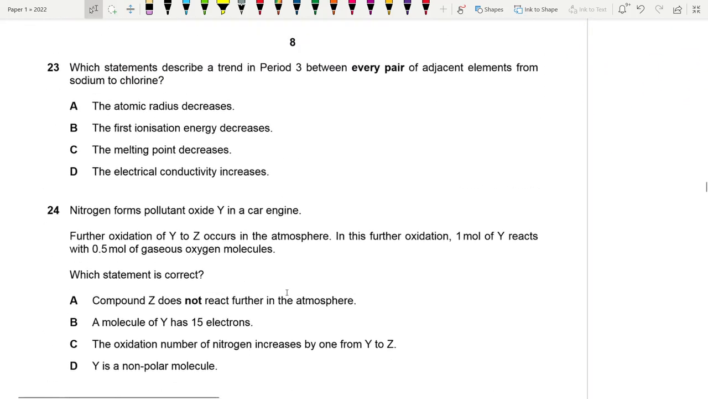Which statements describe a trend in period 3 between every pair of adjacent elements from sodium to chlorine? For every pair of adjacent elements, the atomic radius decreases. This is correct, okay? Ionization energy doesn't work, you know why? Because it doesn't work for every pair. Not this pair, not this pair. That's why this is wrong, okay?